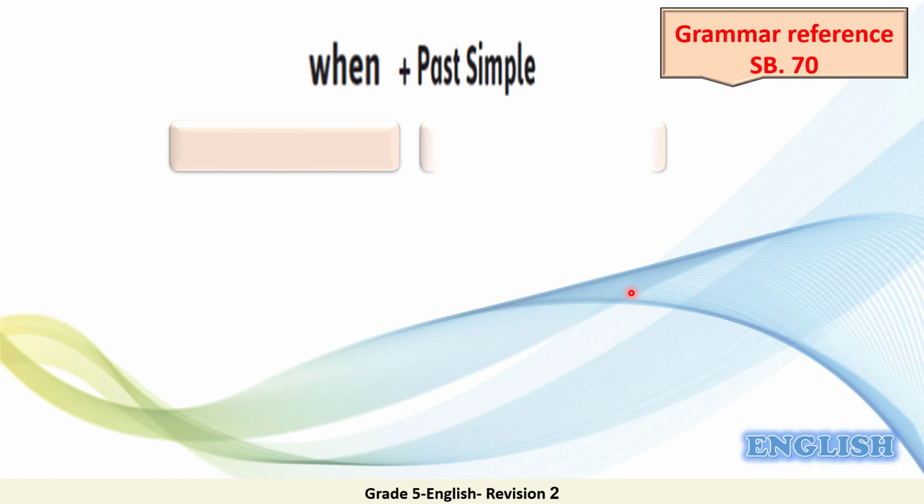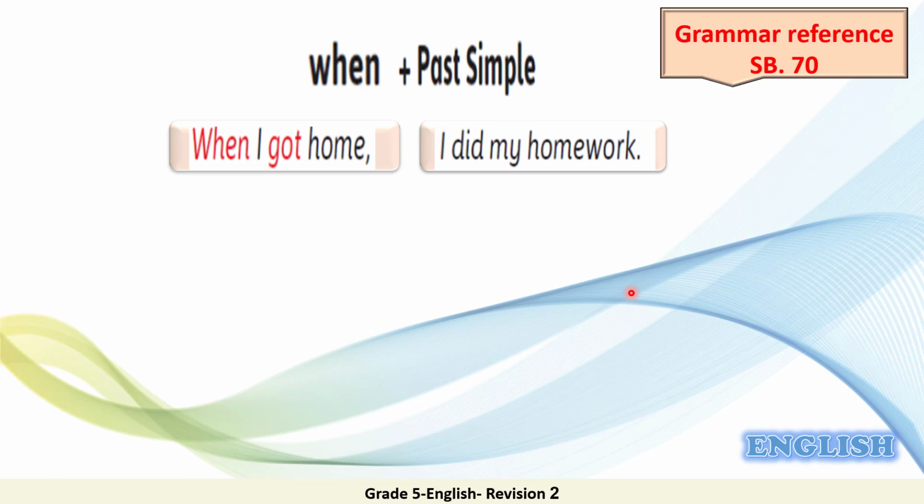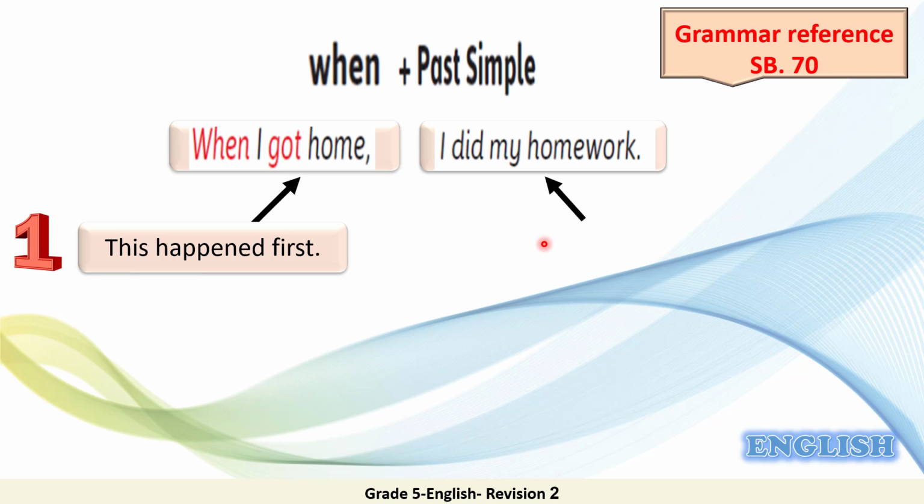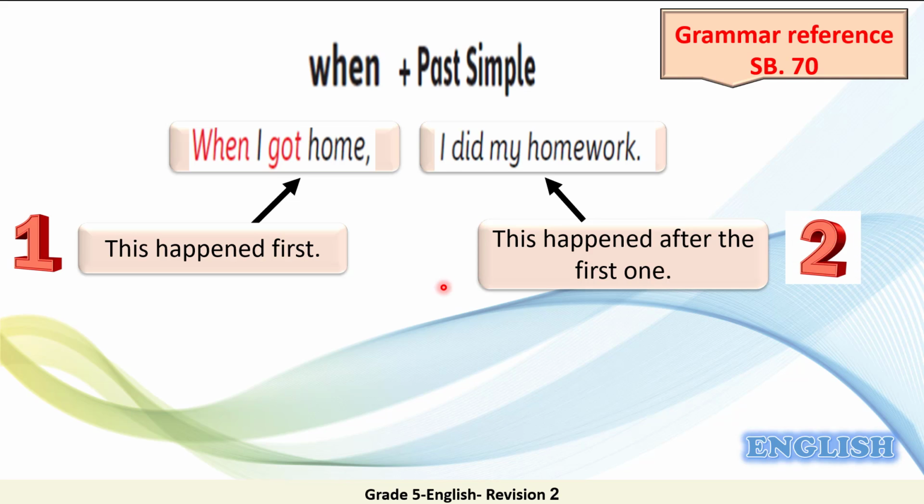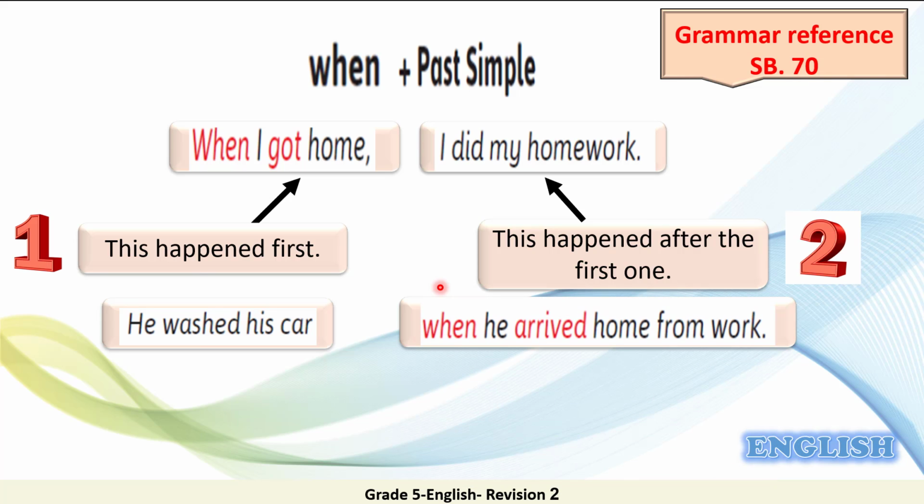When followed by the past simple. When I got home, I did my homework, which means I got home first. This is the first action. Then I did my homework. This is the second action. And sometimes we can use when in the middle. So we start with the second action, then when, then the first action, as you see in this example. He washed his car when he arrived home from work.